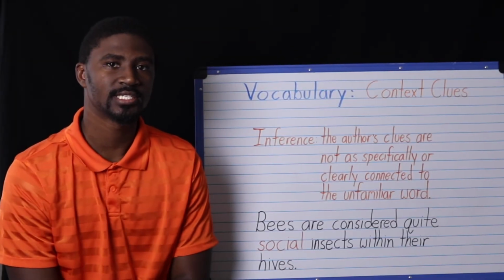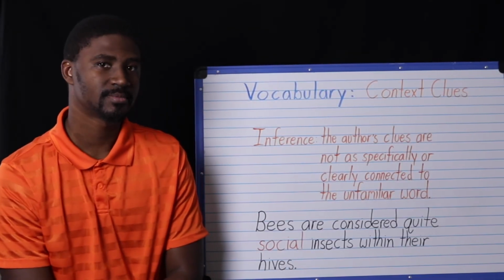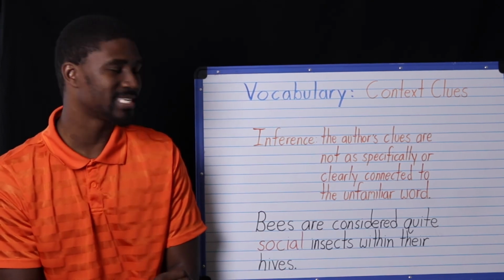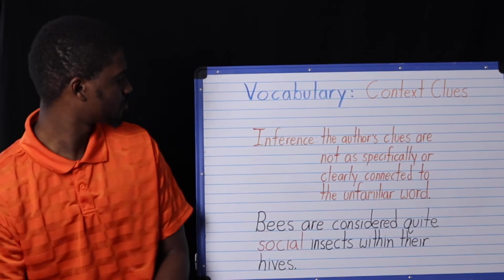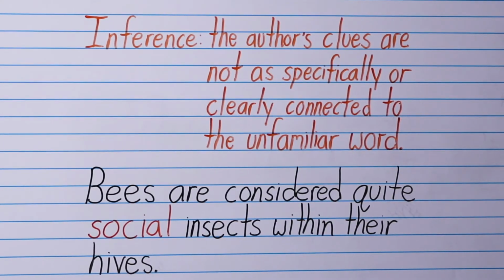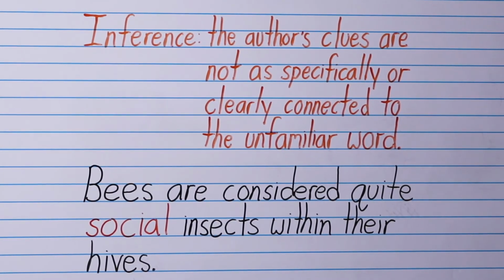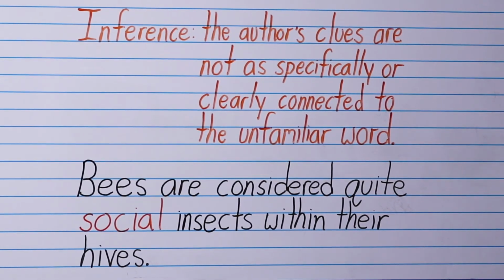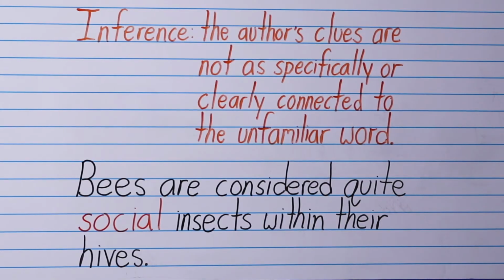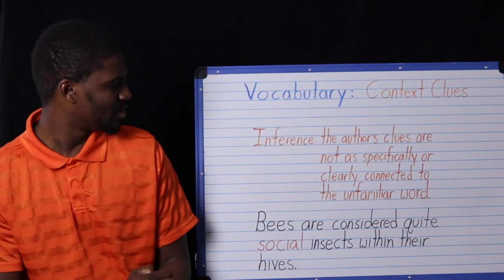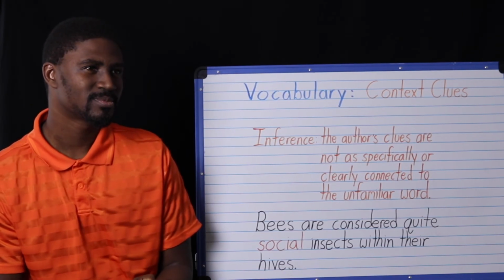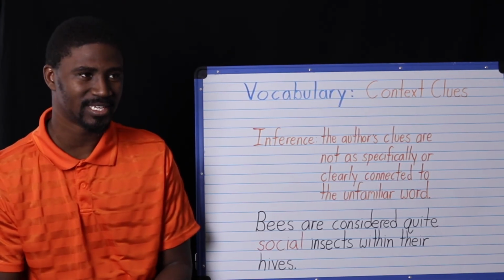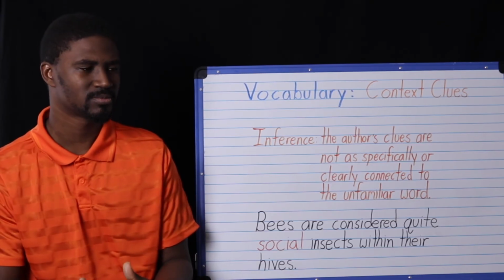The last example we'll look at today is a general inference. In this situation, the author's clues won't be very specific or clearly connected to our unfamiliar word. Bees are considered quite social insects within their hives. Here I don't really have a definition or an antonym or a synonym to refer to. So this is where we get to use everybody's favorite, background knowledge. What do we know about bees? We know that they live in hives, which are a form of colony where they live in huge families.